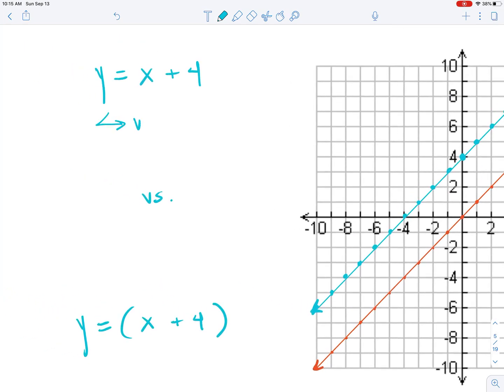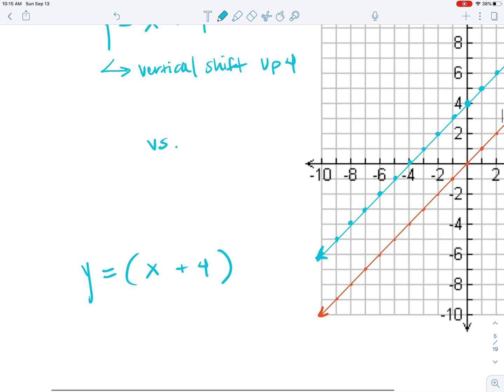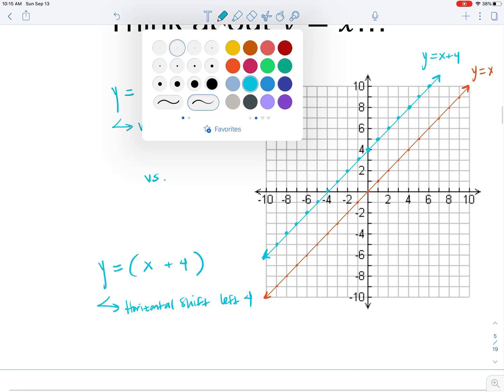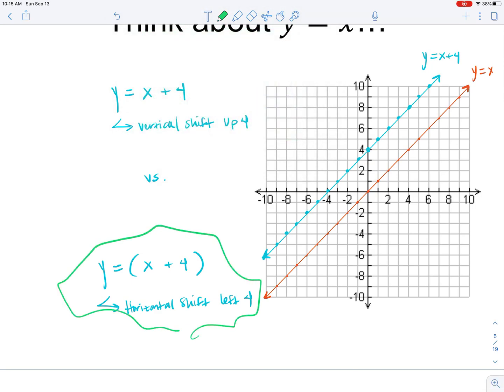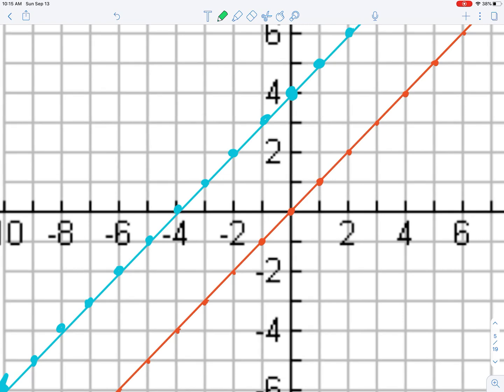So this was a vertical shift up 4 to the parent function. And then this would be a horizontal shift left 4. So we could think about, here I'm going to change this to be green. So the point that's at the origin, in order to have the same y coordinate, we would shift to the left 4 units. And we end up at negative 4, 0.